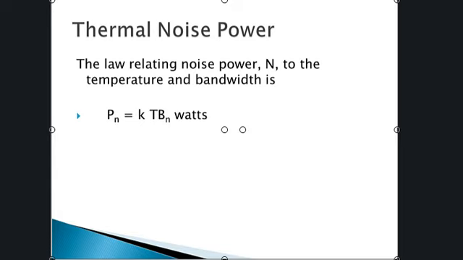Once we know the mean square voltage of thermal noise, we can also calculate the thermal noise power, since power Pn is nothing but Vn square by R. Since it is a mean square voltage, we can write Pn as Vn square by 4R, which comes out to be kTBn. So we can calculate the thermal noise power, and from the expression we see that the thermal noise power is directly proportional to the bandwidth. k and T are constants.